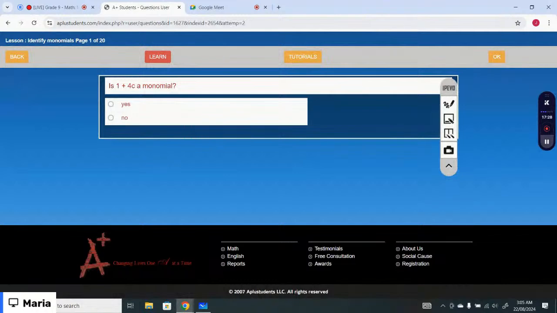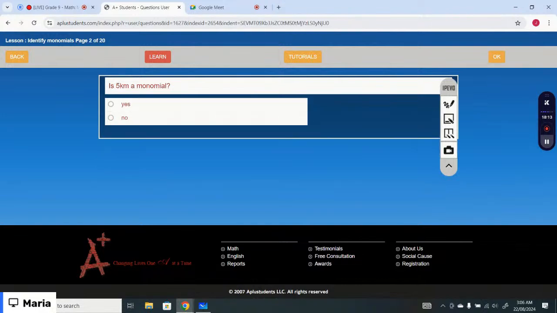Okay, is 1 plus 4c a monomial? So which is the correct option? The correct option is no, it is not a monomial, right? Because it includes the addition sign. So the correct option is no, that is not a monomial.